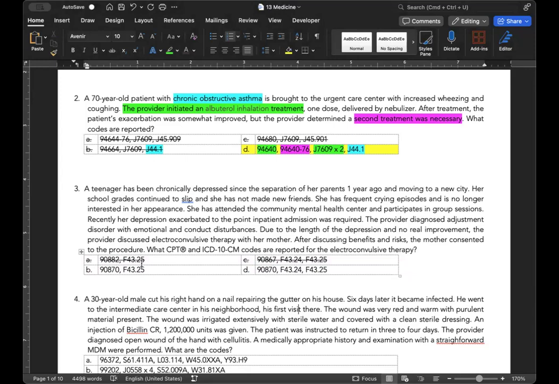And then we know F43.25 is in both. However, what we need to do is see if there's anything in that F43.25 that indicates it's a combo code, to see if we need to code something in addition or if everything's going to be included in that F43.25 diagnosis. Does that make sense?